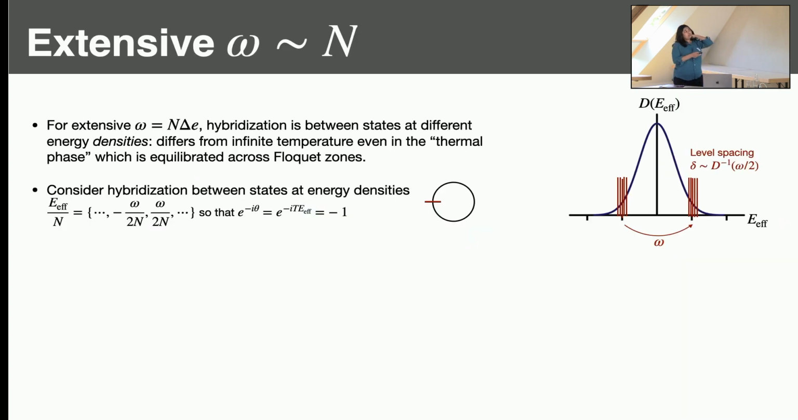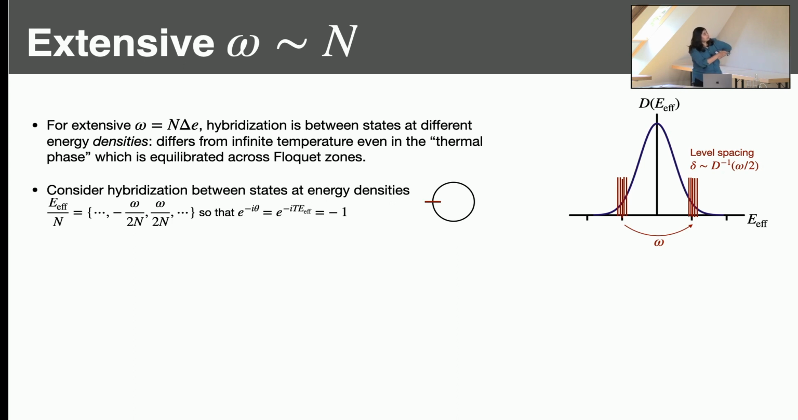Now let's consider the case when omega is extensive and scales with n. So now you can write omega as n times some intensive energy difference. And we're now going to make resonances between states at different energy densities, okay? Because omega is itself extensive. So if you're connecting states at multiples of omega, these have different energy densities. And to start, let's consider the hybridization between two states at minus omega over 2 and omega over 2, or between states at this energy density corresponding to minus omega over 2 and omega over 2, okay?